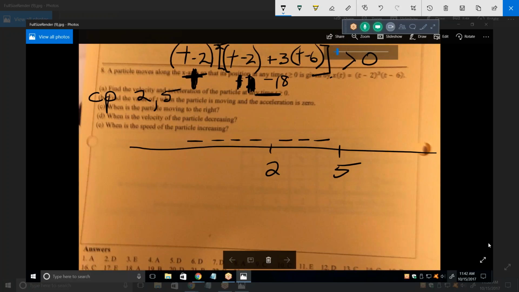Now let's go to the right of 5. Let's pick 6. That's still positive. That's 4. That's 0. So now we have positive times positive is a positive, and there's your solution. T greater than 5 is where the particle is moving to the right.